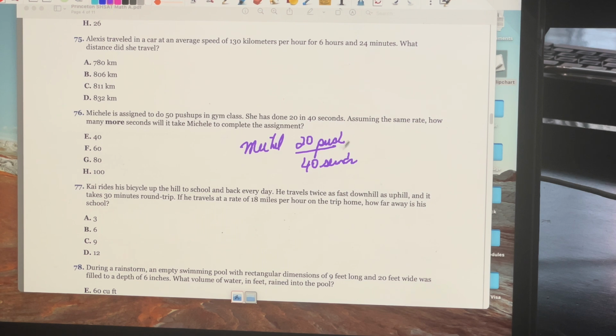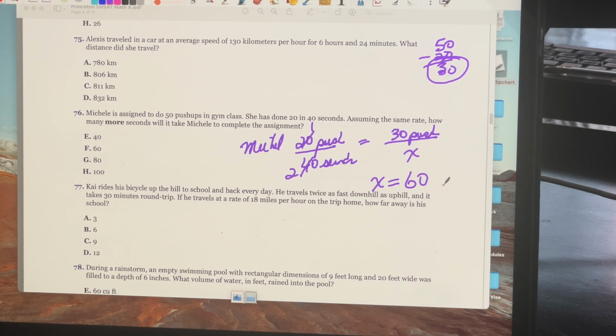So she does 20 push-ups in 40 seconds. If you subtract 20 from 50, she needs to do 30 more. How long would 30 push-ups take? And that's your proportion. So that would take X seconds, right? So we can cross multiply. You could have simplified this, which we can. So if you want to write 1 over 2, you can. So X equals 60. So how many more seconds? It would take her 60 more seconds.